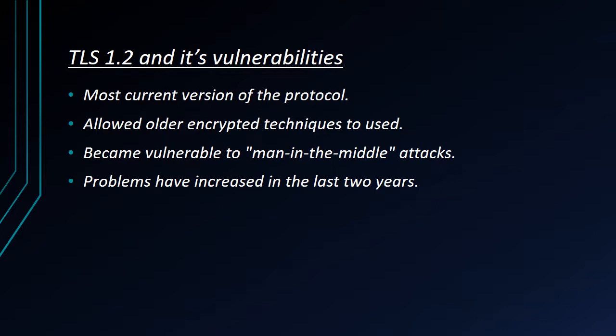Unfortunately, that opened up a host of vulnerabilities, as those older techniques have become vulnerable as time has passed and computer power has become cheaper. An issue with TLS 1.2 is that it became increasingly vulnerable to man in the middle attacks, in which a hacker intercepts packets in mid communication and sends them on after reading and altering them. Many of these problems have arisen in the last 2 years, which increased the sense of urgency for updating the protocol to version 1.3.